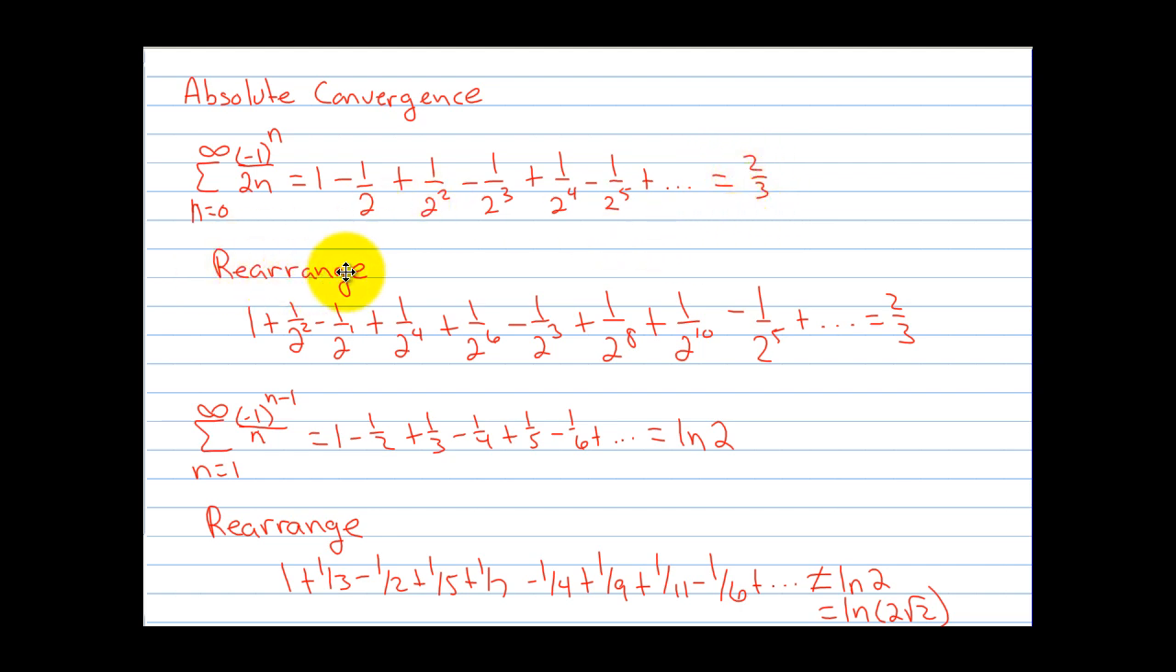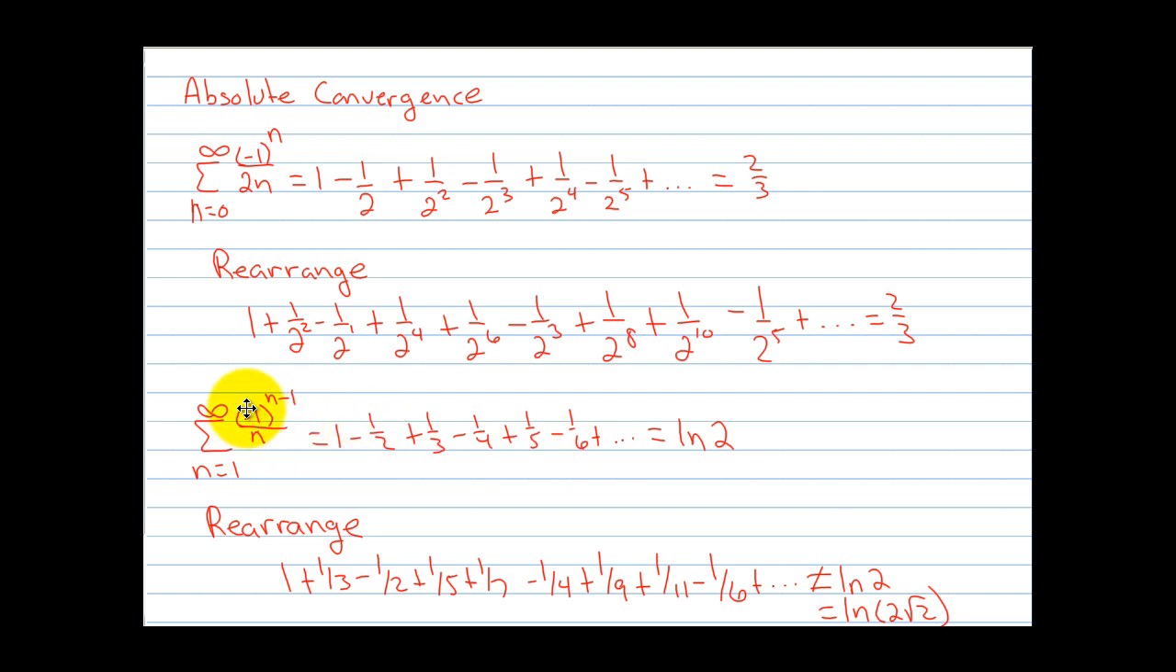If we rearrange the terms, we take the original terms and put them in some different order: 1 plus 1 over 2 squared minus 1 over 2 to the first plus 1 over 2 to the fourth. These are the same terms, but they're out of order now. We're going to get 2/3 for this series. Now, when that happens, this series is said to be absolutely convergent. No matter how we rearrange the terms, we're always going to get the sum of 2/3.